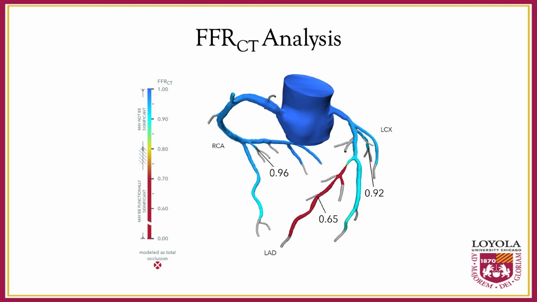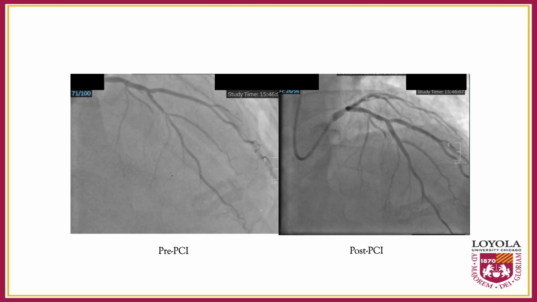After discussion with the patient and shared decision-making, we decided to proceed with an invasive coronary angiogram and percutaneous intervention of the left anterior descending artery. On the left image, you can appreciate the invasive coronary angiogram that corroborated the CT angiogram findings. And on the right, you'll appreciate the post-PCI result with resolution of the patient's symptoms. He underwent successful percutaneous intervention and is now feeling better.